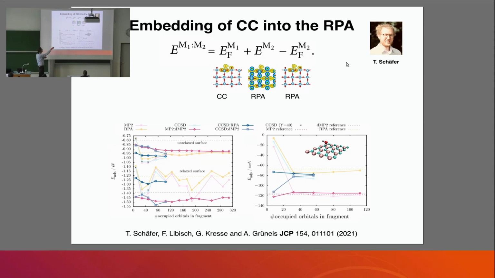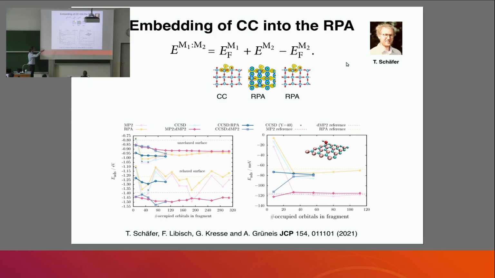What Tobias has done was that he implemented a new framework for localizing the occupied orbitals, and he's used these localized occupied orbitals to define fragments around the center of interest, like the adsorbing molecule, and then he has basically been building bigger and bigger fragments and studying the adsorption energy only for these bigger and bigger fragments, and correcting for the error using a lower level of theory. And this correction on the lower level of theory turns out to be very efficient when you use direct RPA.